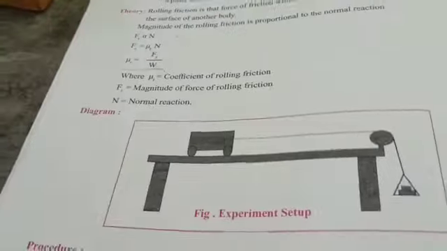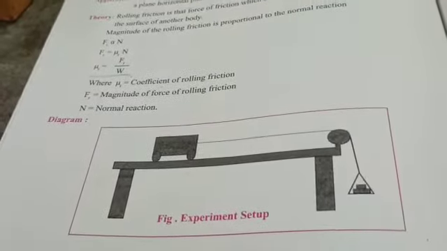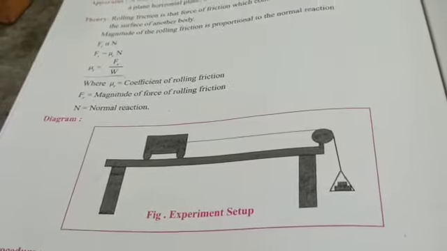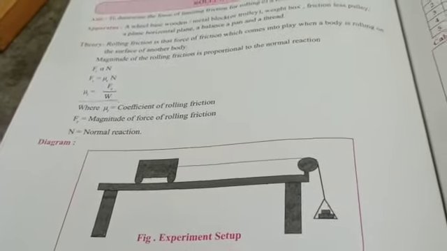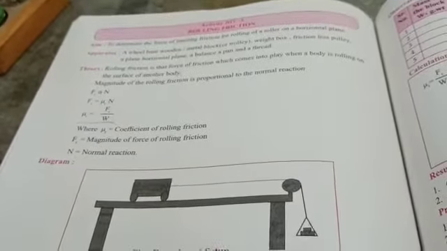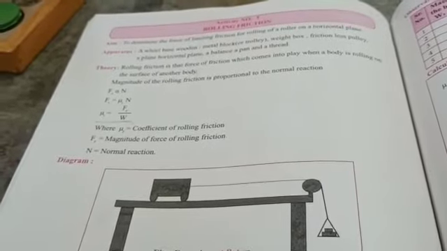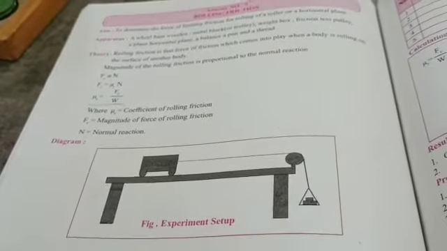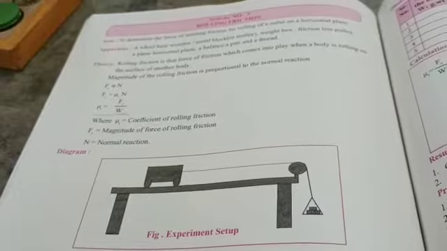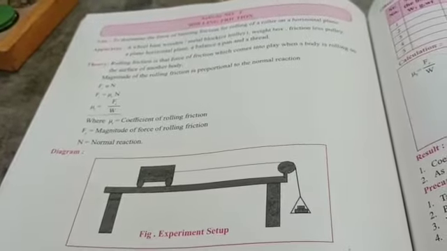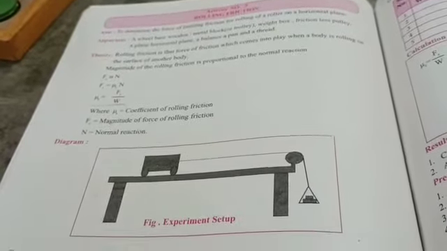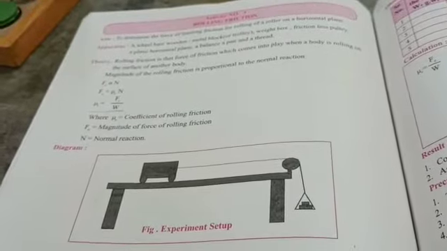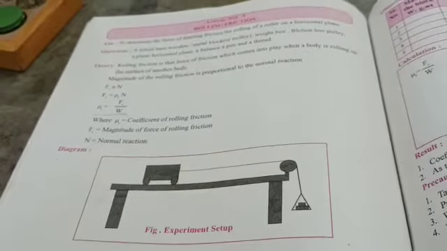Now, add the weights in the pan gradually till the roller just starts to roll. Note the minimum weight in the pan for which the roller just starts rolling. Repeat the experiment by putting weights in steps of 15 grams on the wooden block. In each case, find the force of limiting friction.